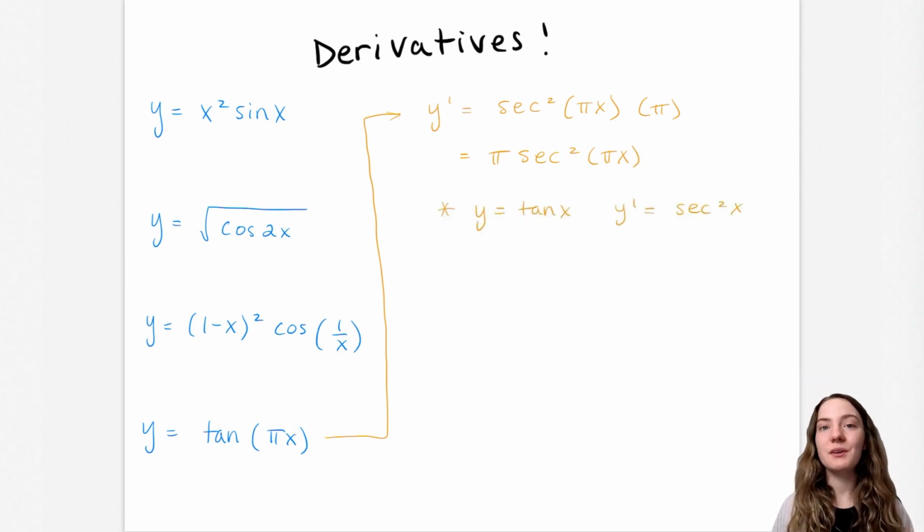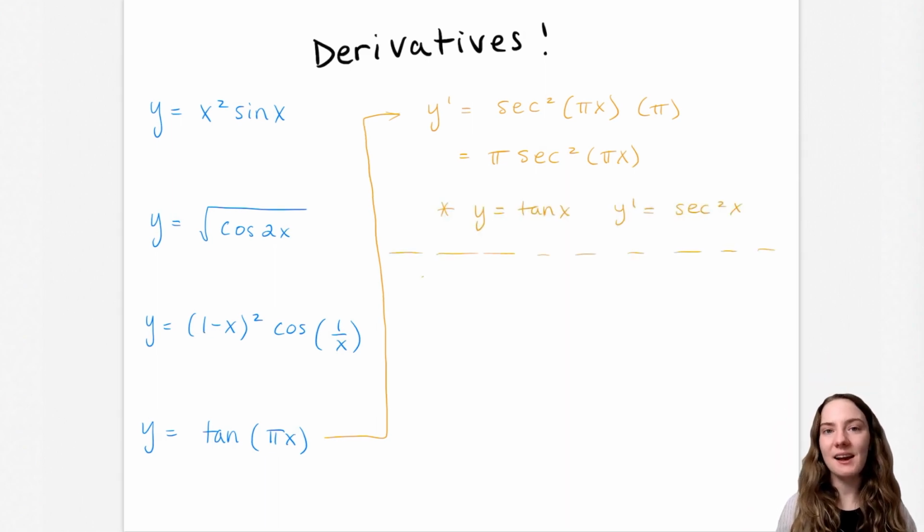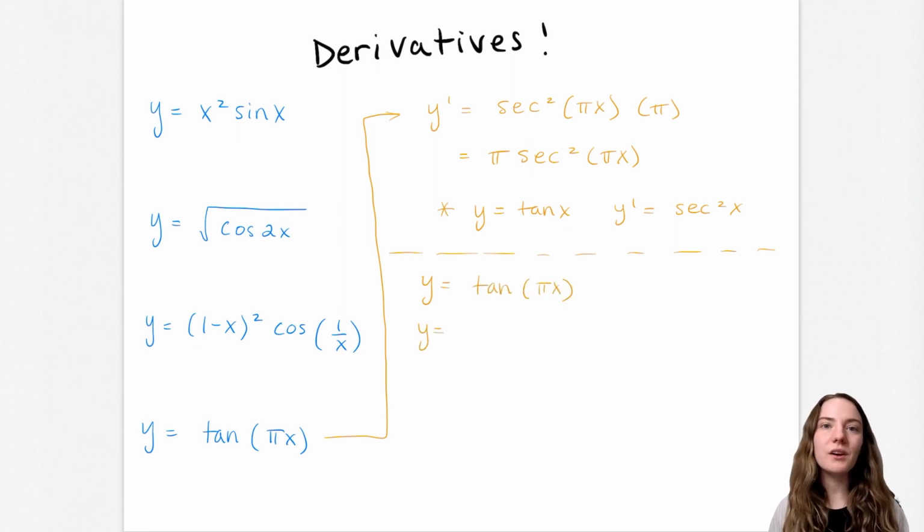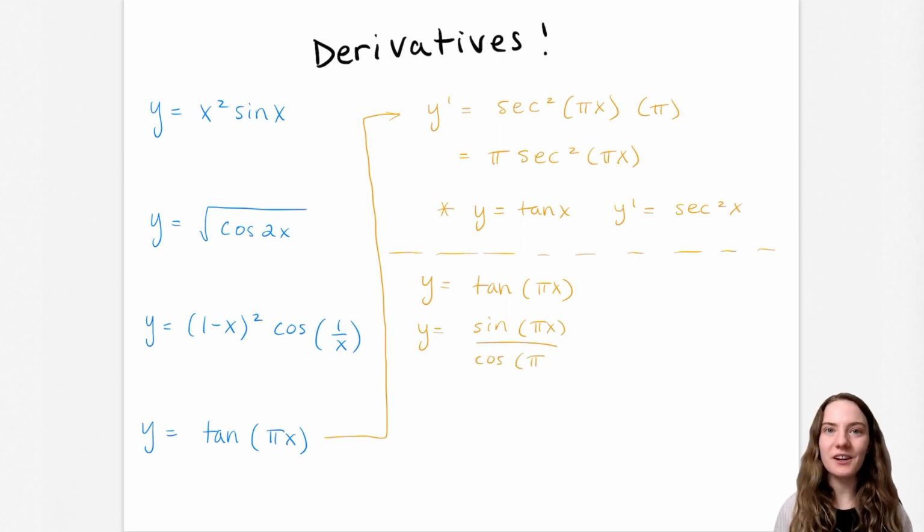Now, I did want to show you a different way to do this because tan x is also equal to sine x over cos x. So we could rewrite the function like this. Now, I want you to pause the video and try and find the derivative. Hint, you should use the quotient rule.